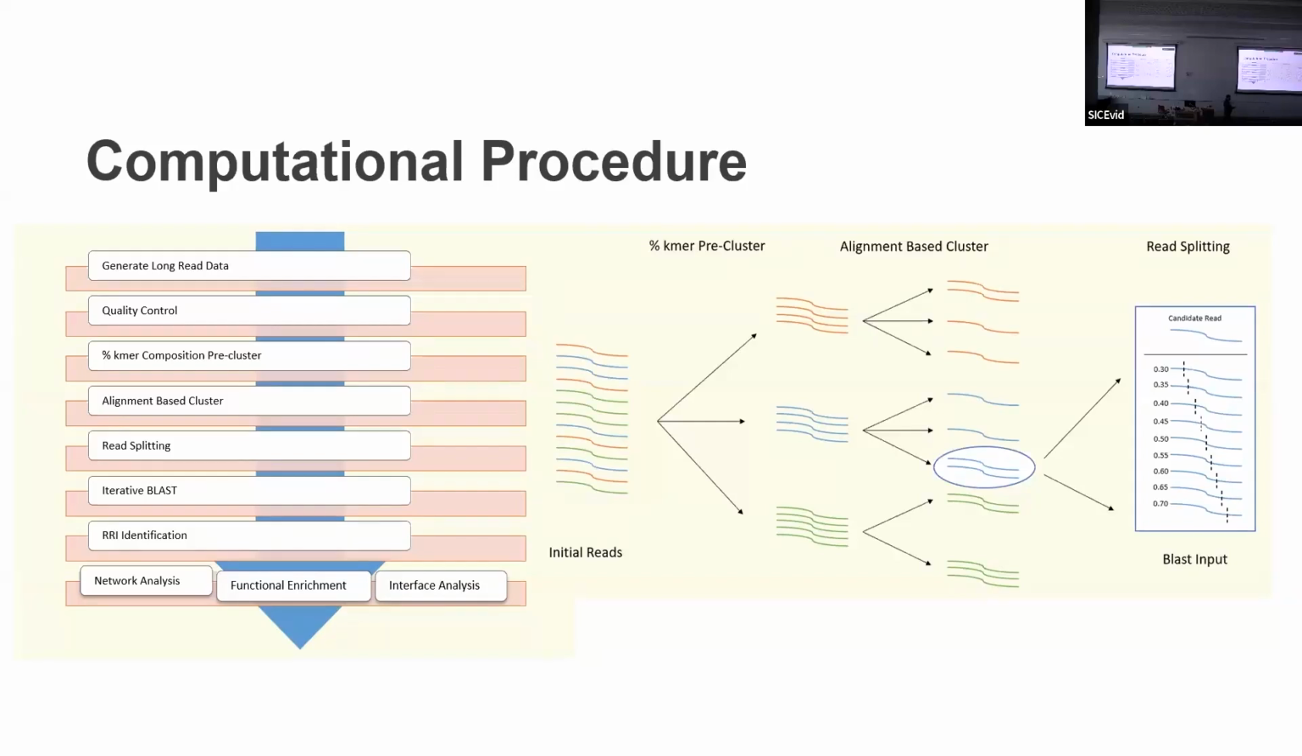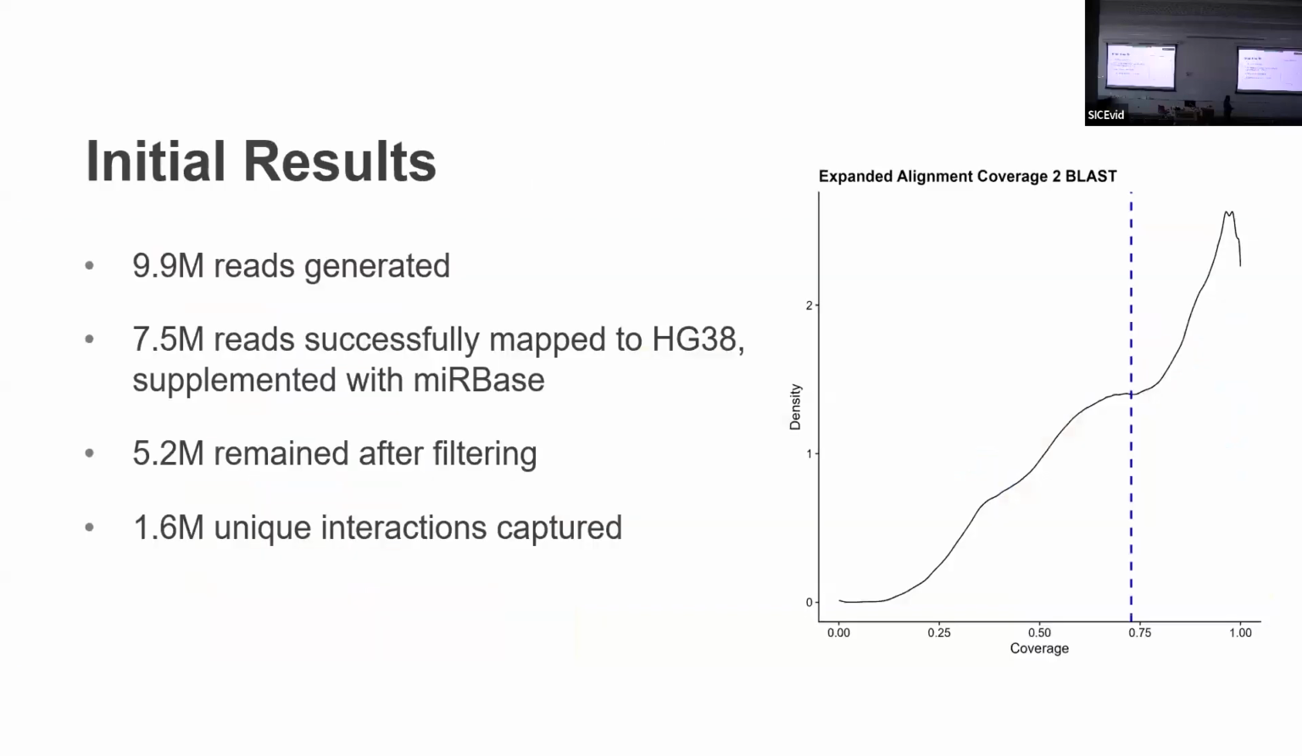So that's what was achieved over a period of 4 to 6 months. And the outcome is that about 75% of the reads were aligned. This is the median distribution of the coverage. Although we started with 10 million reads, we ended up with 1.6 million unique clusters. That is still saying 1.6 million interactions.